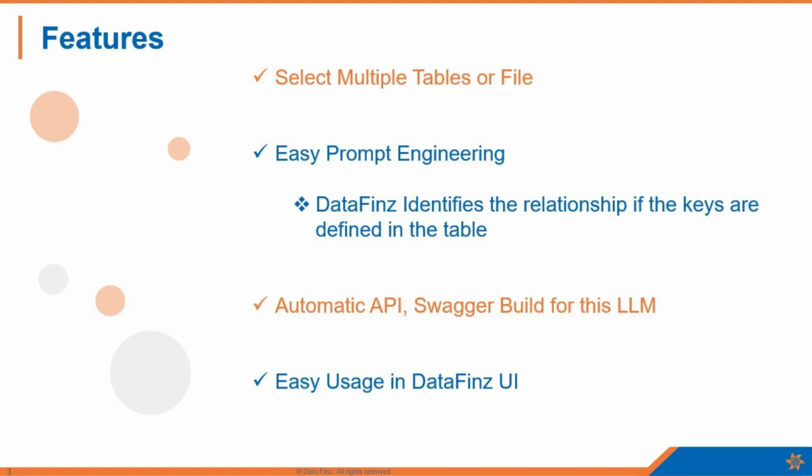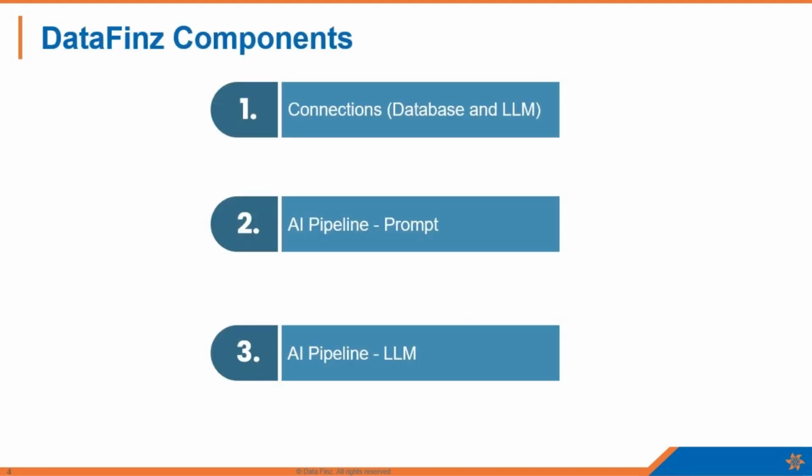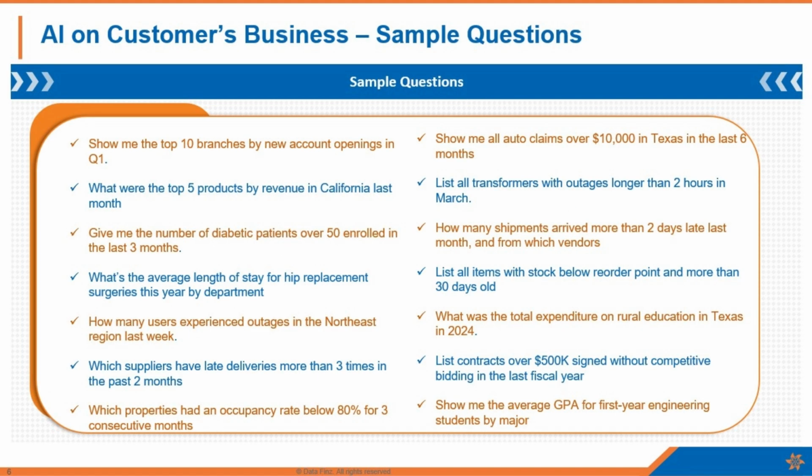DataFinz features include selecting multiple tables or files, easy prompt engineering, automatic API generation with Swagger for LLMs, relationship detection through keys, and smooth usage in the DataFinz UI. DataFinz components include database and LLM connections, a prompt-driven AI pipeline to structure queries, and an LLM pipeline to generate intelligent insights. DataFinz empowers businesses with AI-driven insights by answering complex, domain-specific questions. From identifying top-performing products to analyzing shipment delays or healthcare trends, it helps decision-makers quickly extract value from their data.